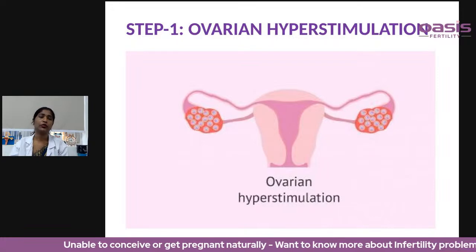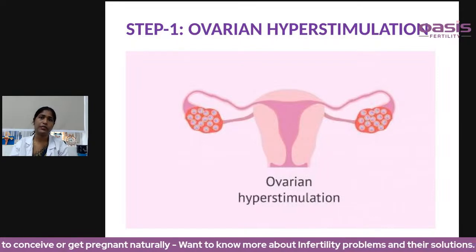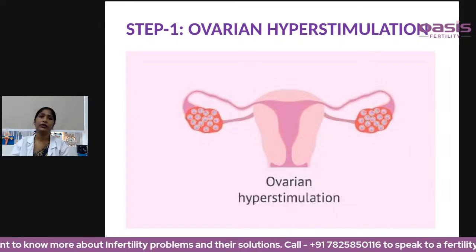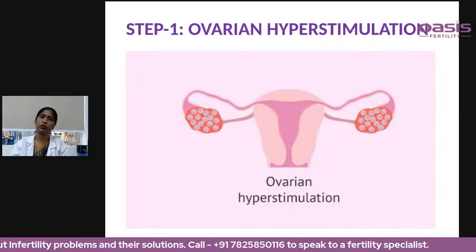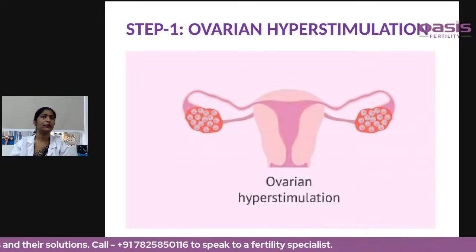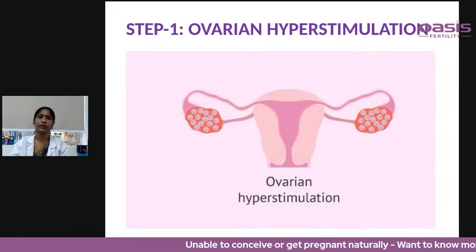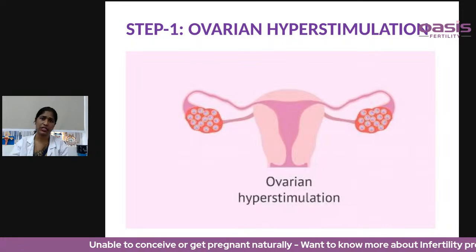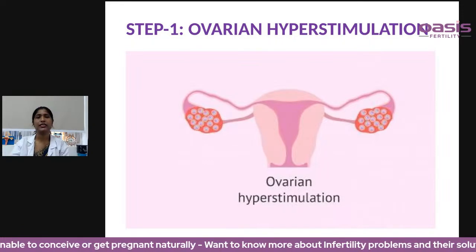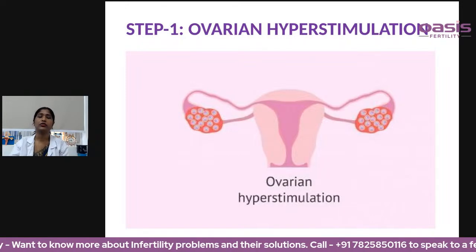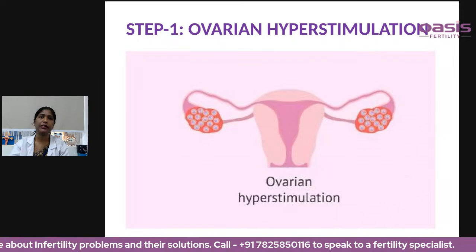So step one is ovarian hyperstimulation. Now, why is it called hyperstimulation? Because in IVF, we are basically trying to stimulate the ovaries such that we get the maximum number of eggs from both the ovaries. So to get maximum eggs, we have to stimulate maximally, and so the name is hyperstimulation. Generally from period day 2 or day 3, a woman is started on injections. The dose of these injections is decided based on the weight of the woman and her ovarian reserve. Generally these injections are given for a period of 10 to 12 days.